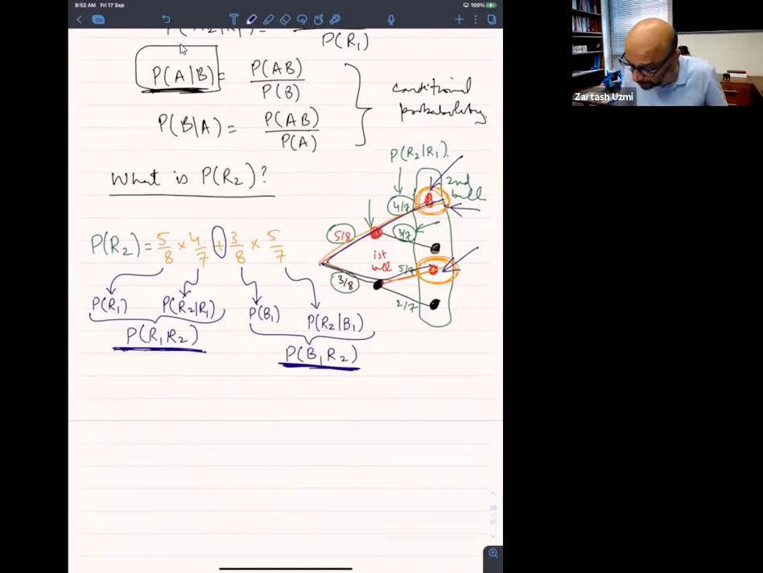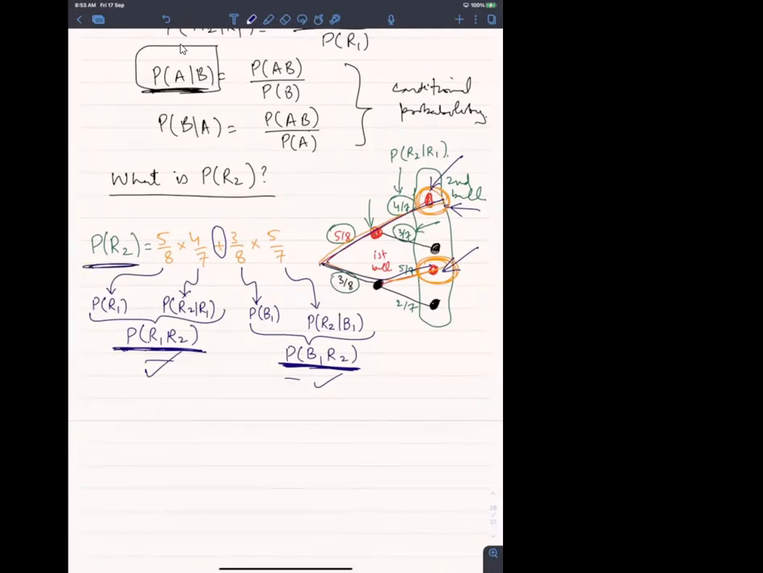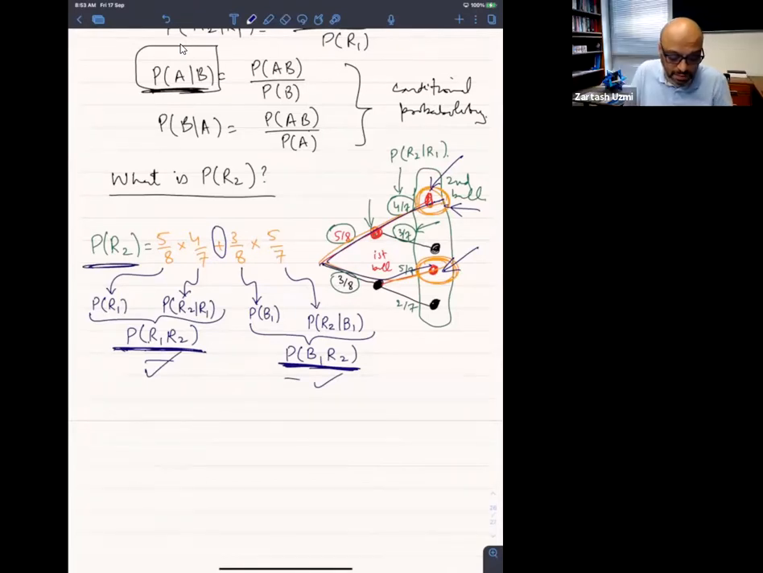What is the probability of this event and this event happening together? This or this happens. If the first event happens, R1, R2, then the second ball is red. If B1, R2 happens, then still the second ball is red. And that is the probability that we wanted to find out: what is the probability that the second ball is red? So I just add these two probabilities of these two mutually exclusive events.